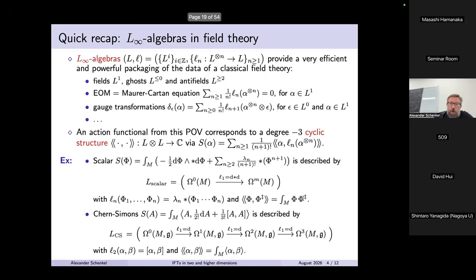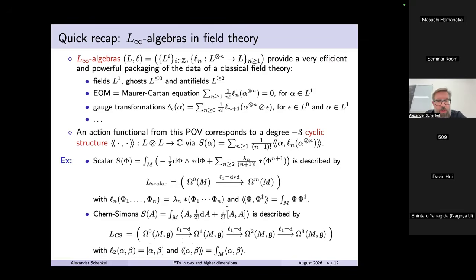Okay, now another easy example of an L-infinity algebra is the one for Chern-Simons theory. So in this case, you have the de Rham complex valued in a Lie algebra G. The differential is the de Rham differential, and the brackets which you need, because here the action is just cubic in A, you just have an L2 bracket, and the L2 bracket is just given by the Lie bracket on the G-valued de Rham forms. And the cyclic structure is the invariant pairing and integration over M.